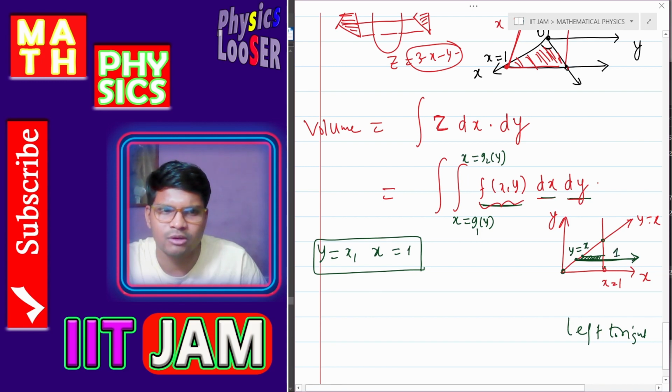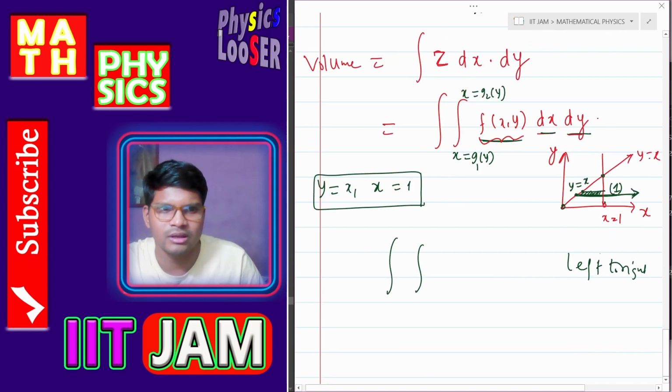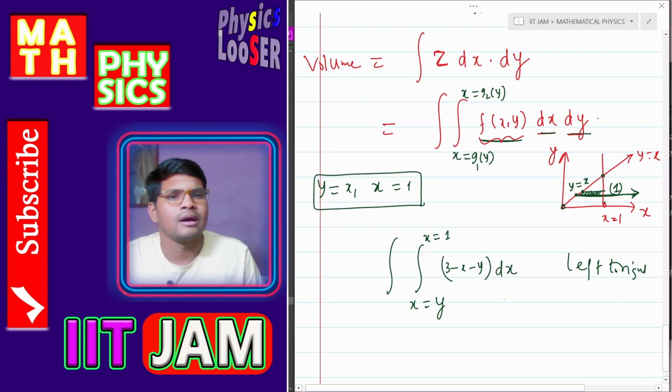So I know that this particular line is x is equal to 1. I can simply write over here that inside the integral, if I am going in the x direction, first I am evaluating the x direction, and because x is equal to y, I have to go from x is equal to y to x is equal to 1. This is my first integral, and it is the given function 3 minus x minus y, and I take the integral first in the x direction. And now come to dy.